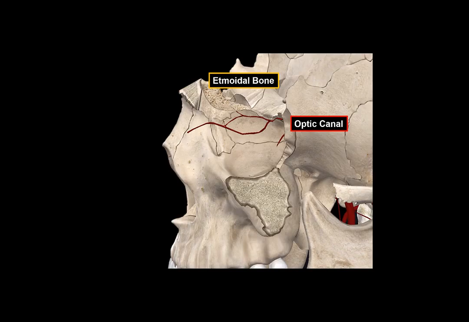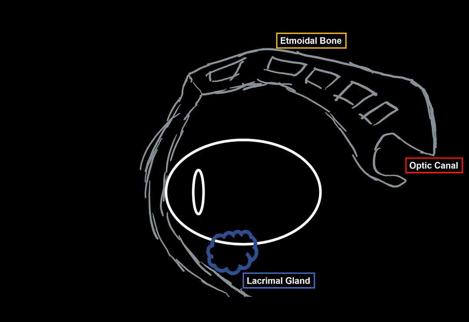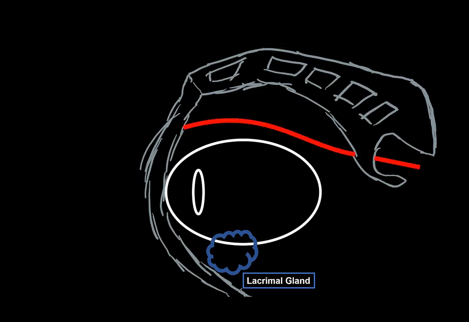Now, I want you to take a mental picture of this specific area because I've simplified it in order to map the artery easier. So the ethmoidal bone and the optic canal is here, and for orientation's sake, the lacrimal gland is here on the upper lateral region of each orbit. Now, the ophthalmic artery comes out through the optic canal and stays on the medial side of each eye.